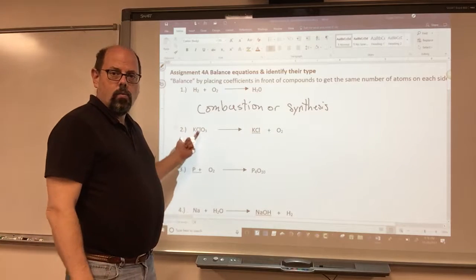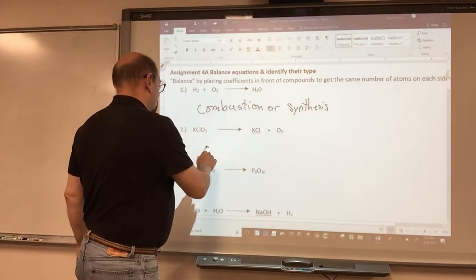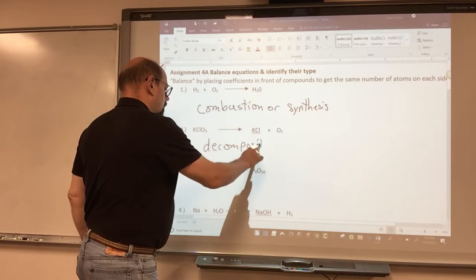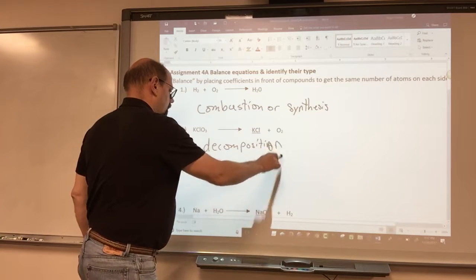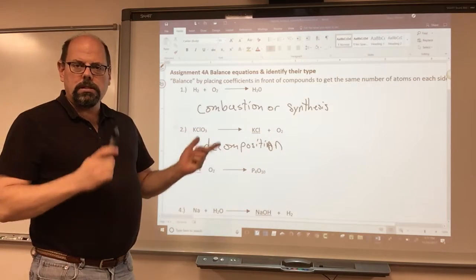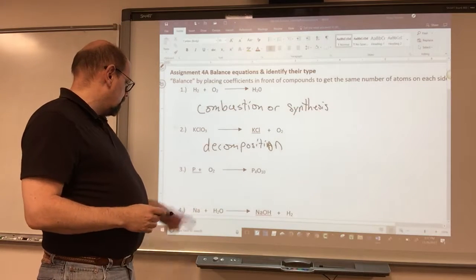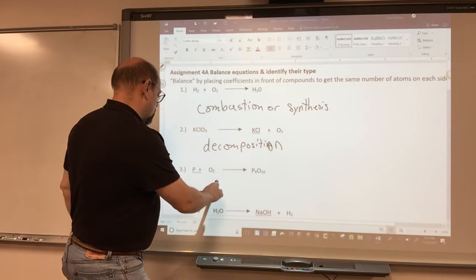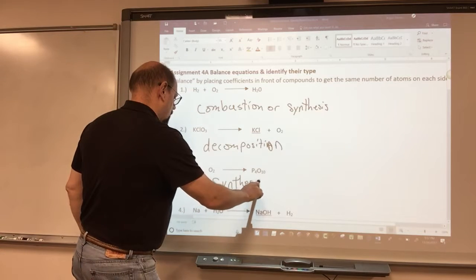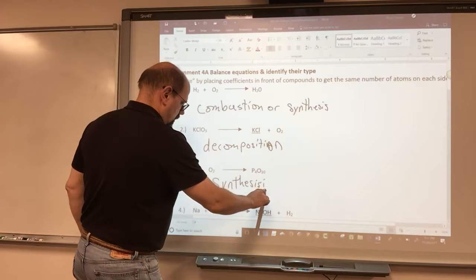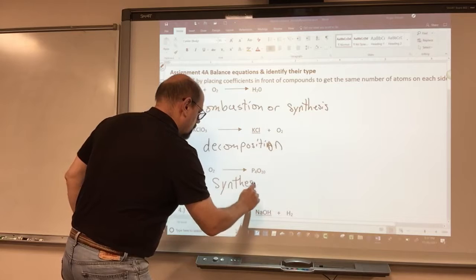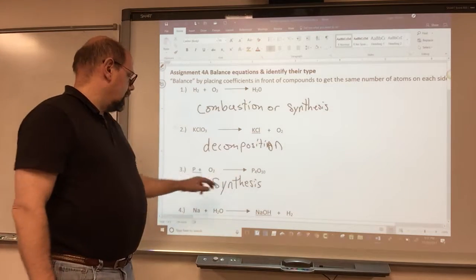What do you think this is? One thing breaking into 2. That's a decomposition. Okay, so on and so on. So if you just take those same rules, say one thing is breaking apart, so that's decomposition. I can do this one synthesis. 2 things are becoming one. Although if you want to call it combustion, you could call it combustion.